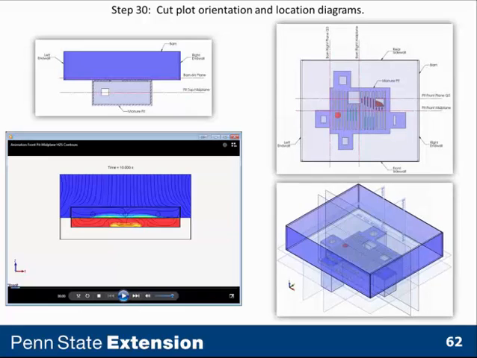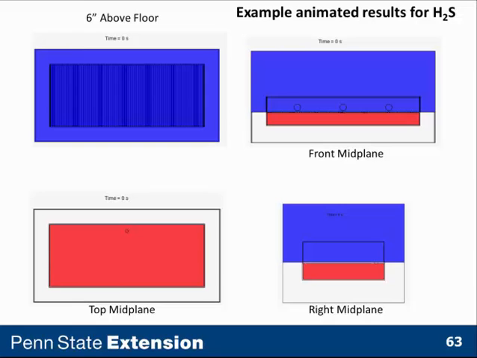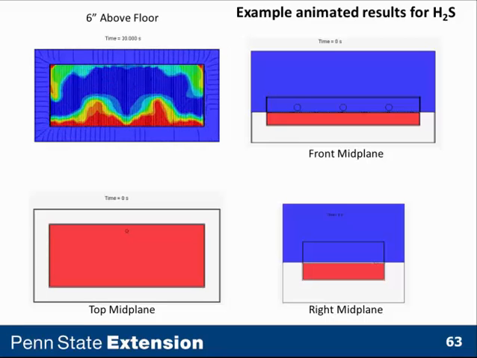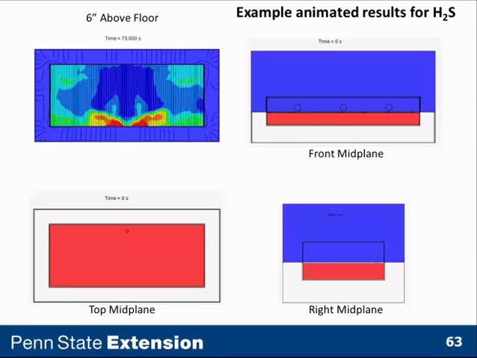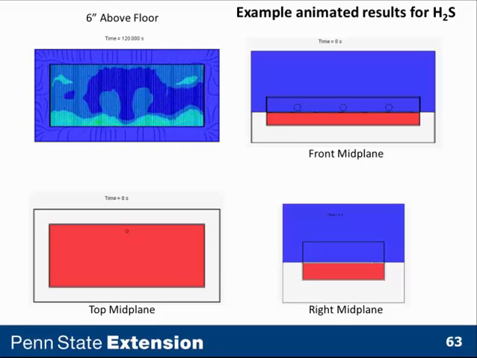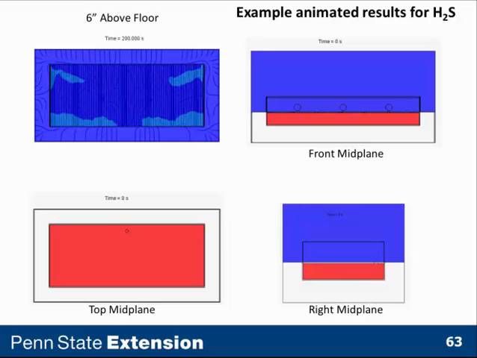In the online tool, we have sketches there that help you define the vertical and the horizontal cut plot planes. And then here are some examples of 4 cut plots for hydrogen sulfide for the cross-ventilated barn. This shows, wow, we have a lot of areas of concern inside that barn, and they're scattered pretty much throughout a large portion of that barn.